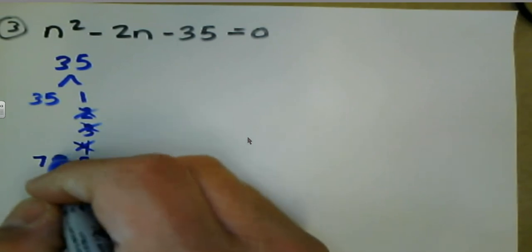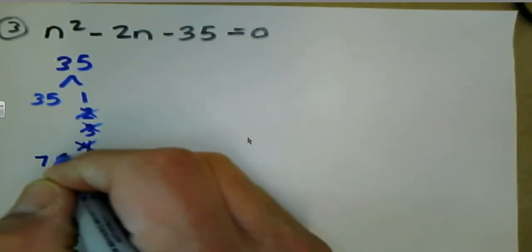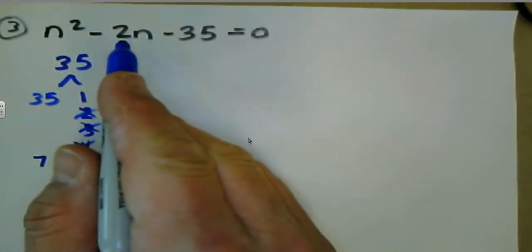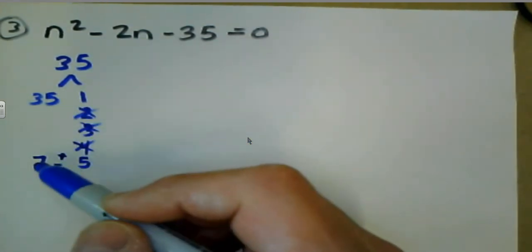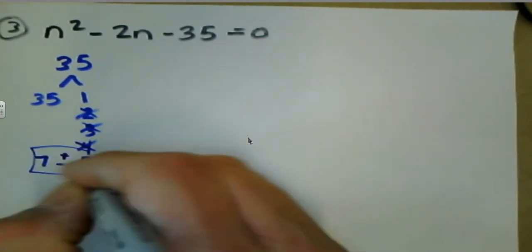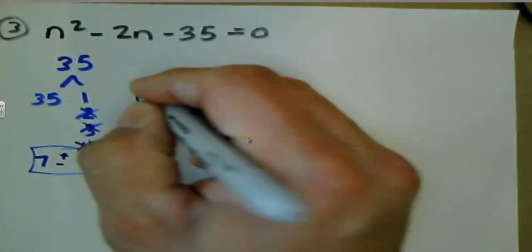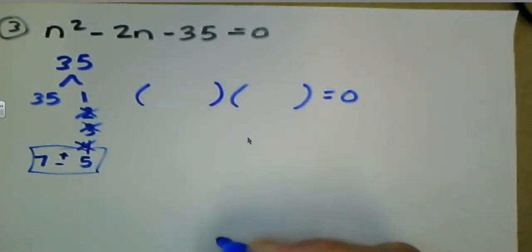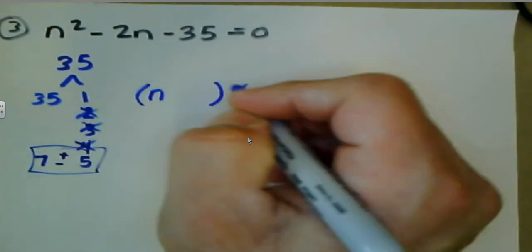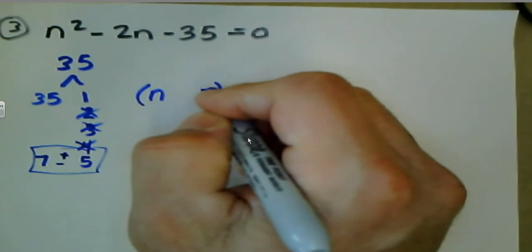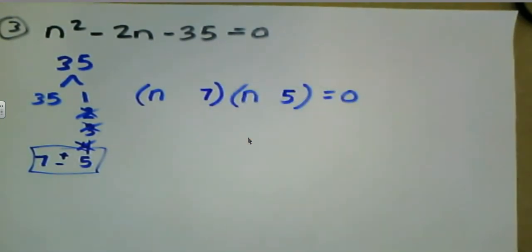7, right? If I add the 2 together, I get 12. If I subtract the 2, I get what? If I take 7 minus 5, I get 2. Those are our numbers. We're going to put our parentheses, set that equal to 0. We're going to take our variable, which is n. We're going to take our two numbers, which is 7 and 5.